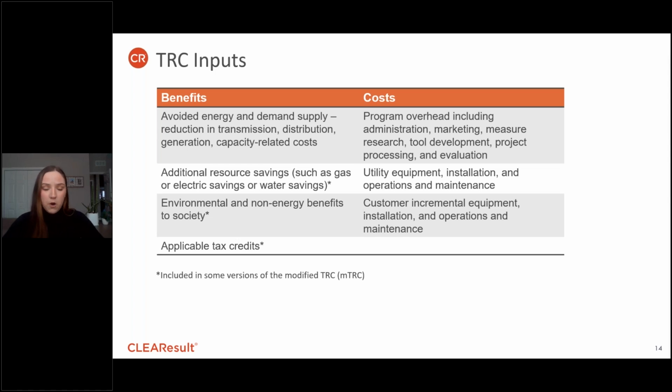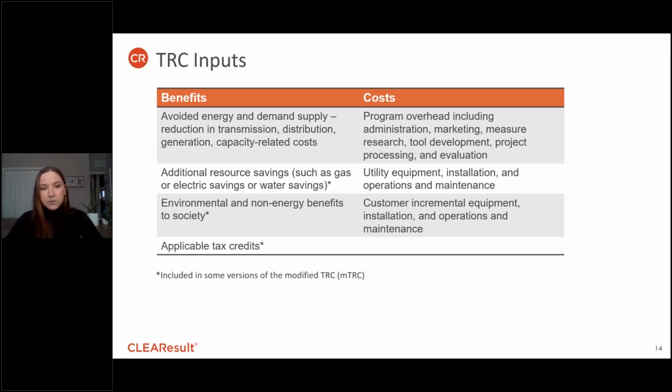So a few of those are like your additional resource savings. So if you're a gas utility, you can maybe claim some electric savings. If you're an electric utility, you might be able to claim some gas savings. And then also maybe you can claim some water savings. Maybe you're doing a steam trap measure and there's additional water savings that you can claim to bump up those benefits a little bit.